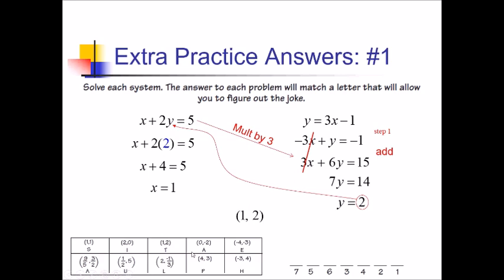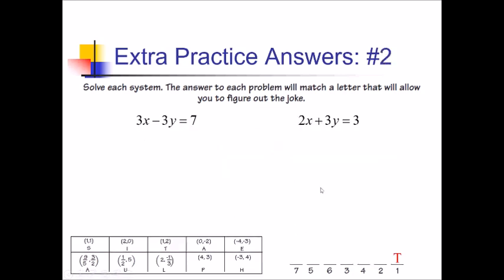Looking at my grid here for the answer, 1 comma 2 is right here. That's T. So I'm going to go to the blank for problem number 1 right here at the very end, put a T there, and that's not going to really help me solve this too much. I have to find several more letters before I'm going to have a shot at that.